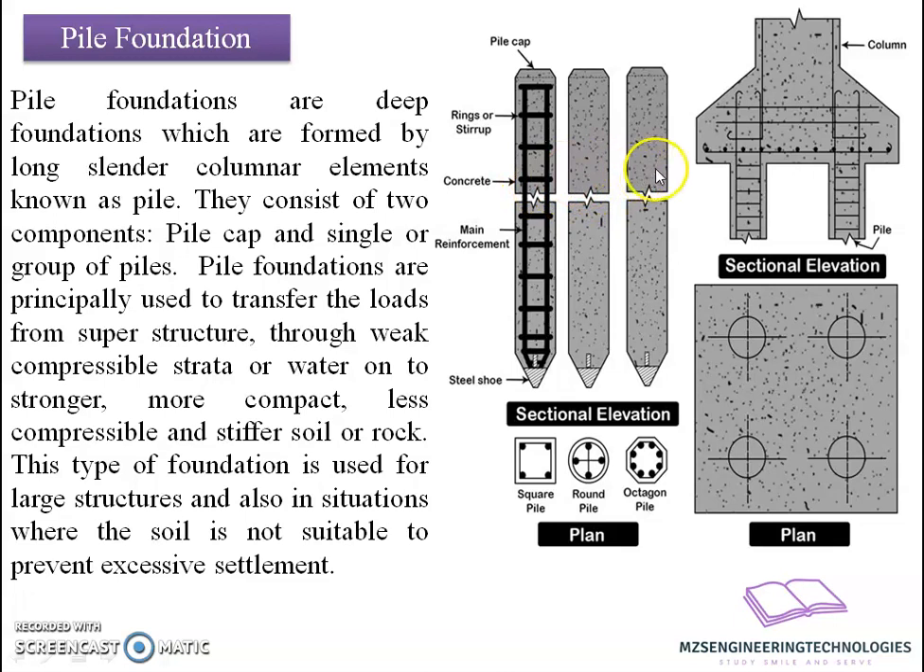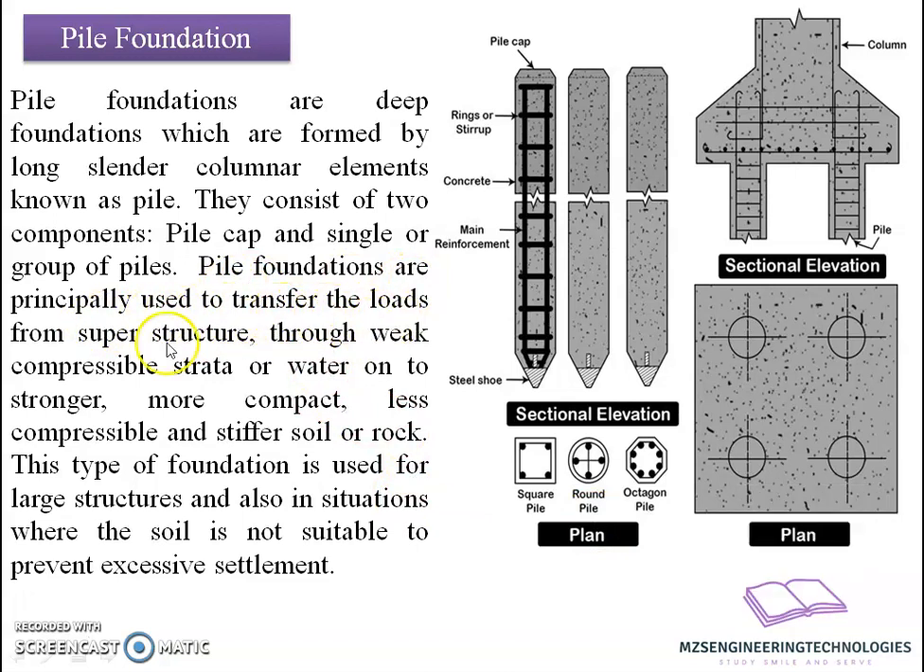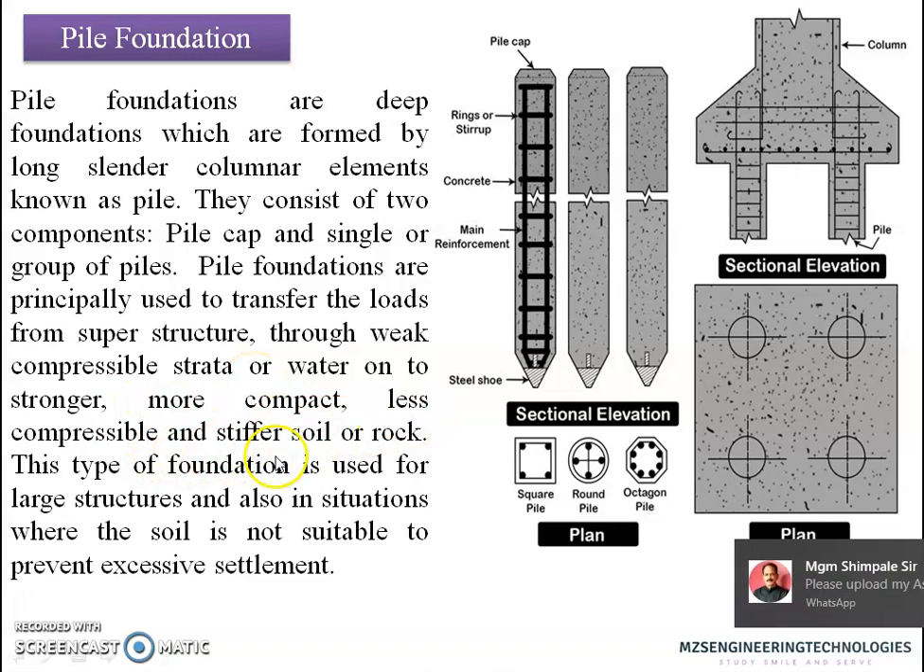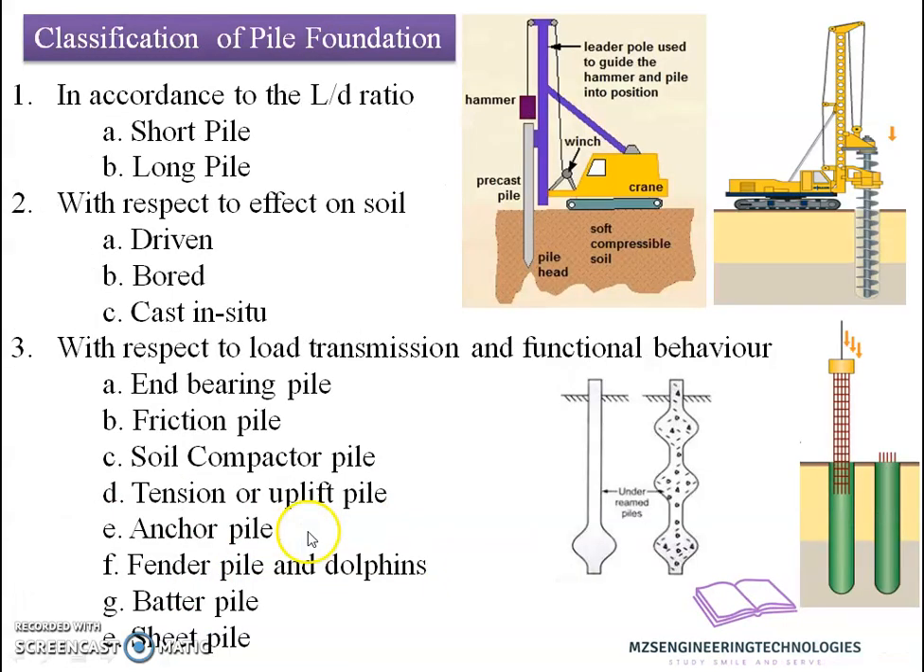These piles individually may be of different shapes. They may be square, round or octagonal, and they may be made of various materials. Their classification, arrangement and function will be discussed in the upcoming PPTs. Pile foundations are principally used to transfer the load from a superstructure through weak compressible strata or water to a strong or more compacted, less compressible and stiffer soil or rock. This type of foundation is used for large structures and also in situations where the soil is not suitable to prevent excessive settlement.